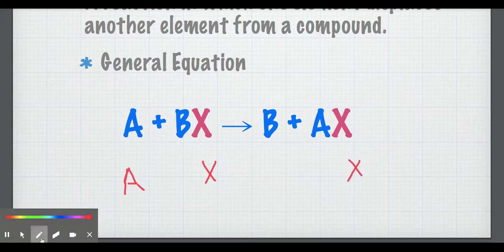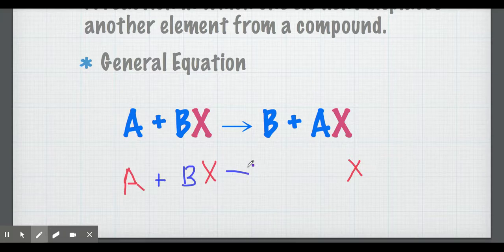And let's say that B is our metal in this case. So what would happen in this case? We're still going to have a single displacement reaction, but just like up here, metals replace metals, non-metals are going to replace non-metals. So A in this case is actually going to swap with X.